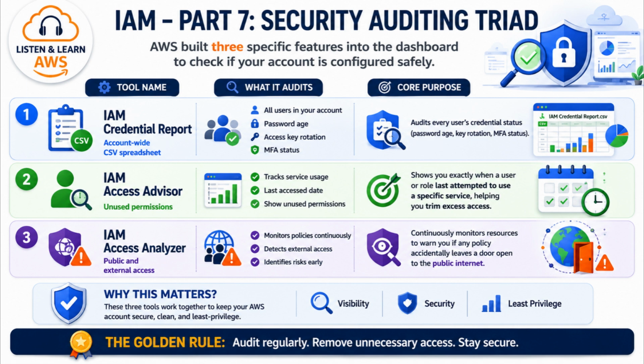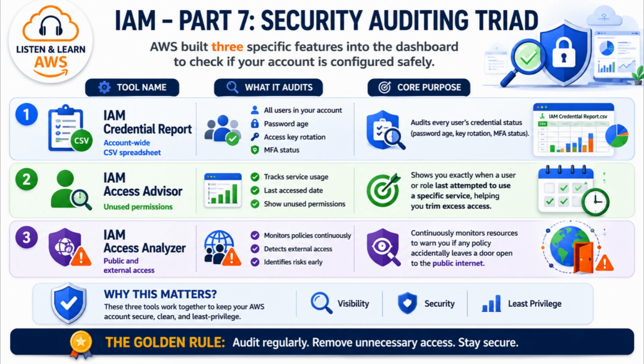Second is IAM Access Advisor. This tool shows you a list of every service a user has permission to touch and exactly when they last used it. If a user has admin rights but hasn't touched the database service in 90 days, Access Advisor spots it instantly so you can remove that access safely.